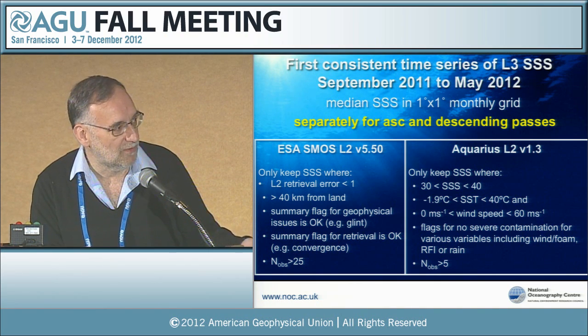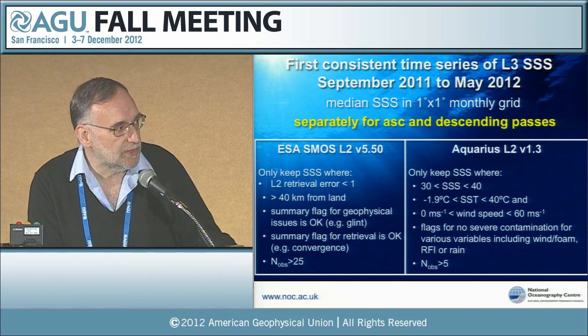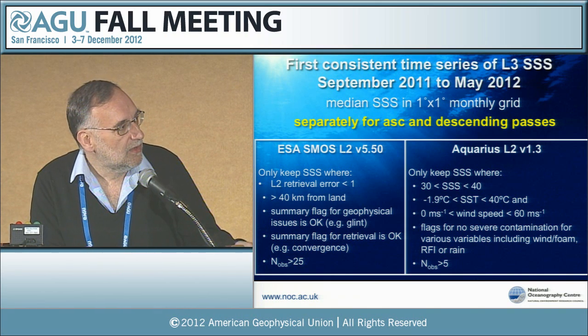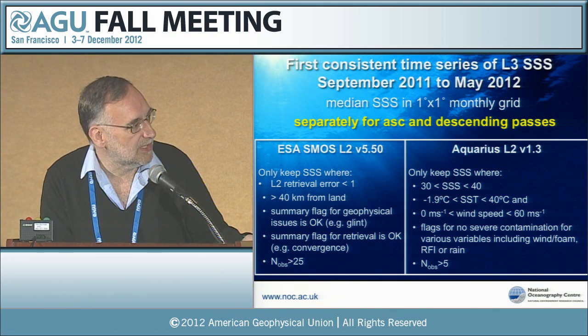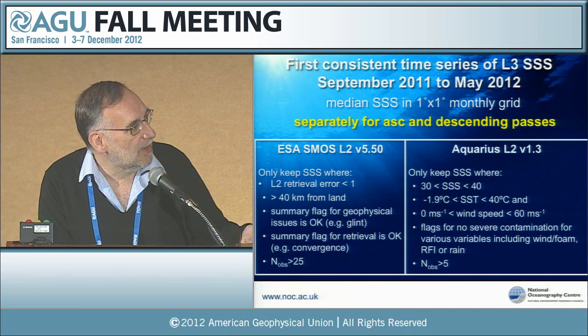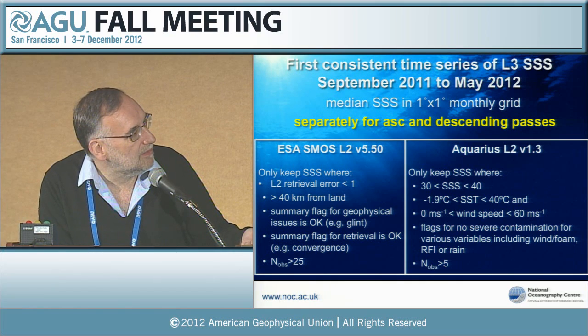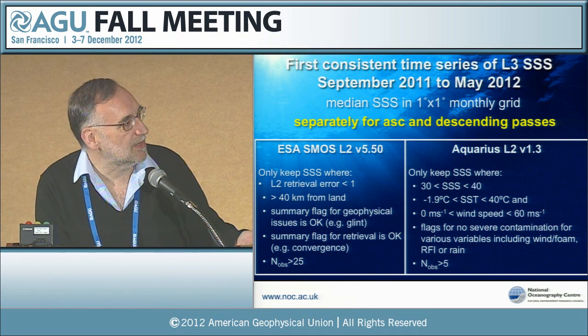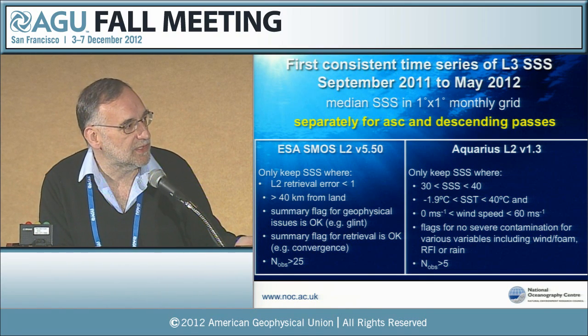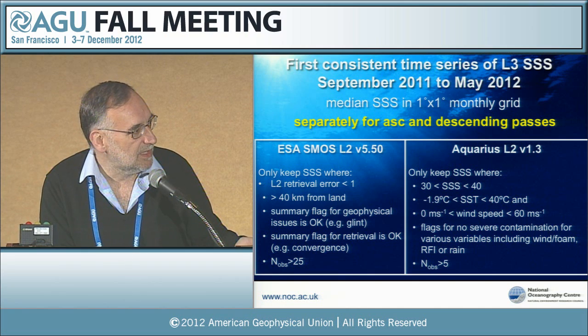there are more than 25 observations in the 1 degree by 1 degree box. For Aquarius, you have to reduce that number to 5, because obviously with the 3 beams you get much less data. And for Aquarius, we're using these conditions: SSS between 30 and 40, SST between minus 1.9 and 40, and the wind speed up to 60 meters a second. So we're not using quite as stringent conditions as the previous speakers have used. And then we use flags for the various things like RFI and rain.